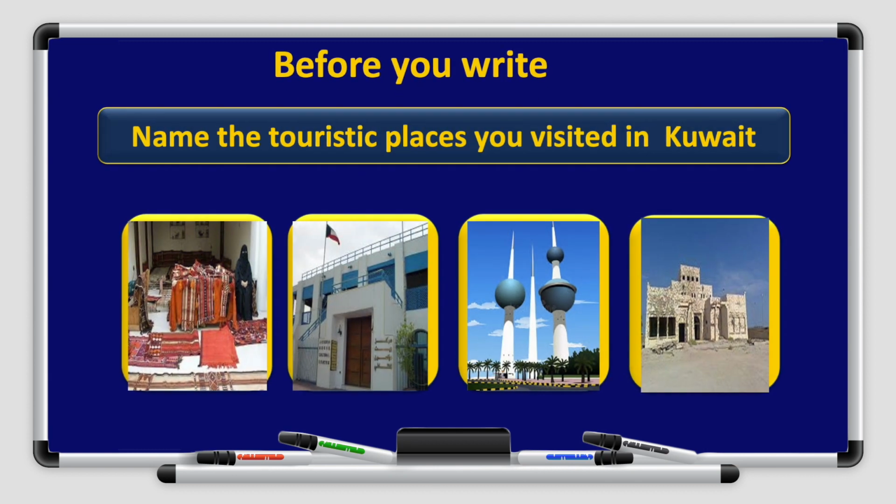Now, before you write, please name the touristic places you visited in Kuwait. Take a look at the pictures. I'm going to give you a minute to think about it. Yes, it's the Sedu House, Dixon House, Kuwait Towers, Failaka Island. Again, it's the Sedu House, Dixon House, Kuwait Towers and Failaka Island.